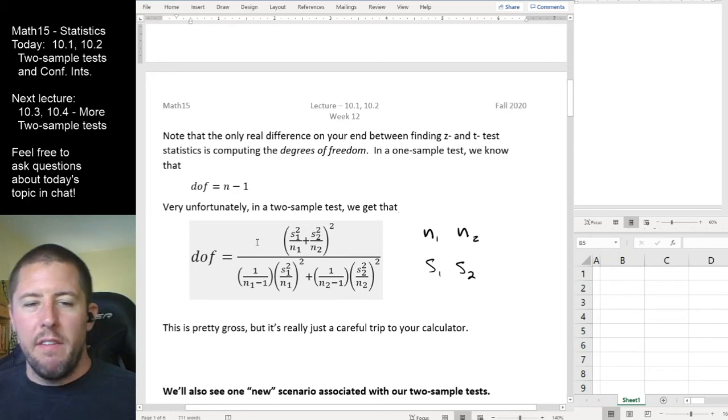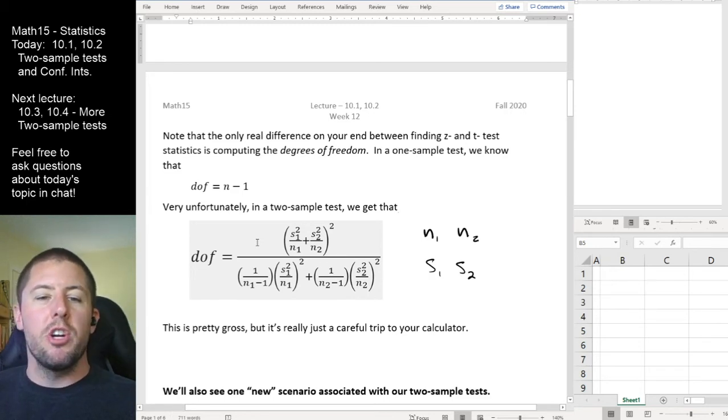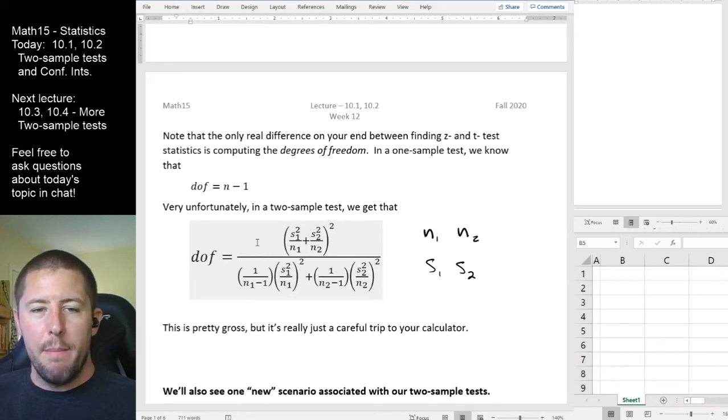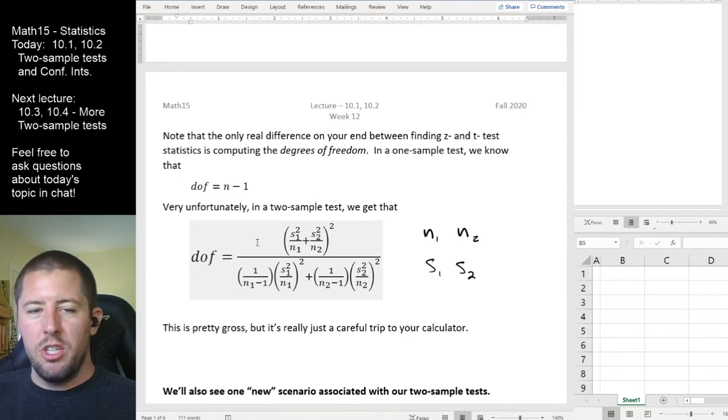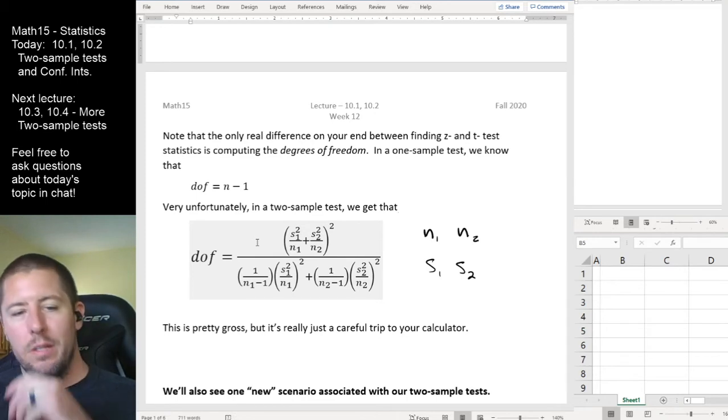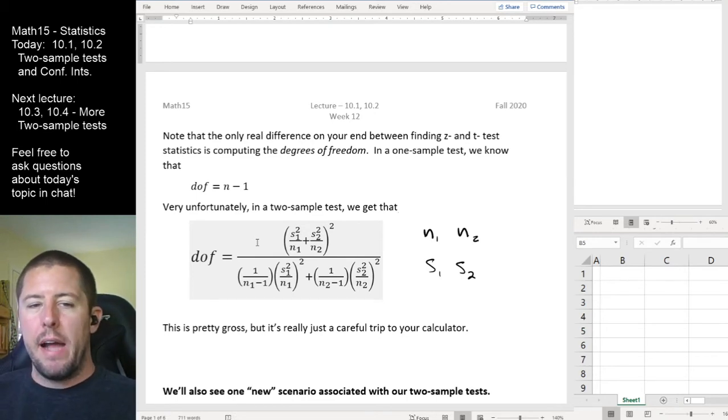So while this is a kind of a bummer formula to help us determine the degrees of freedom associated with a small sample, 2 sample test here, it also is just a trip to your calculator. You certainly should be just looking this up every time you need to use it and using your calculator to help you make calculations. So it is a careful trip that we need to make to our calculator, but it's still just a calculator trip nonetheless. So we'll look at one t distribution example today, and we'll come back to this formula and compute a degree of freedom associated with this. It's just a little extra lump to get over here in some of our hypothesis test and confidence interval scenarios.